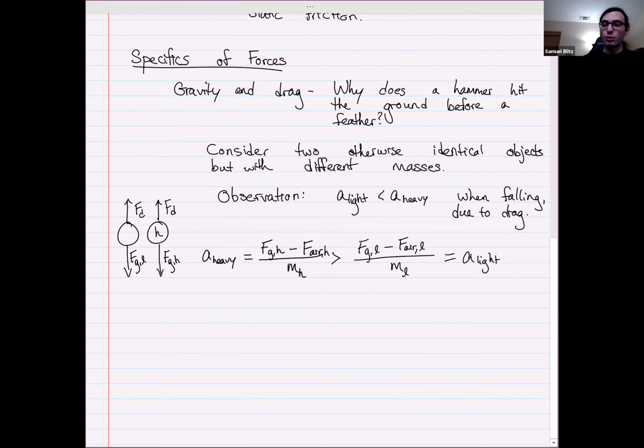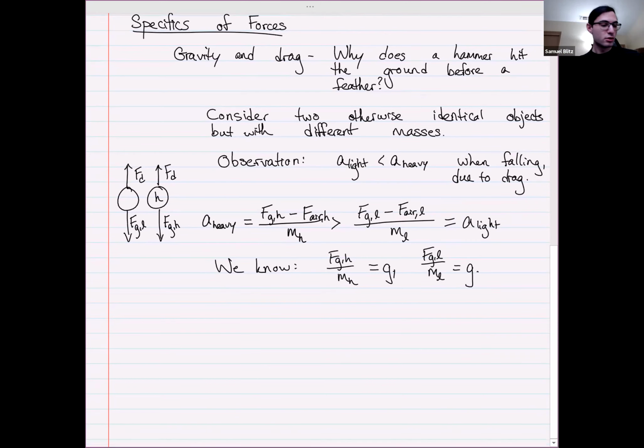Now we know that if there was no drag, the acceleration would just be g, right? So we know that the force of gravity on the heavy ball divided by the mass of the heavy ball should just be equal to g. And similarly, the force of gravity on the light ball divided by the mass of the light ball should also be equal to g, right? If there were no drag, then they would just both accelerate at the same rate. So if we ignore this term, they should both have acceleration equal to g.